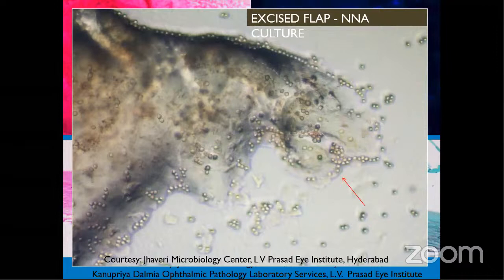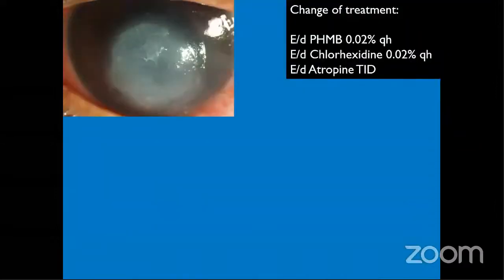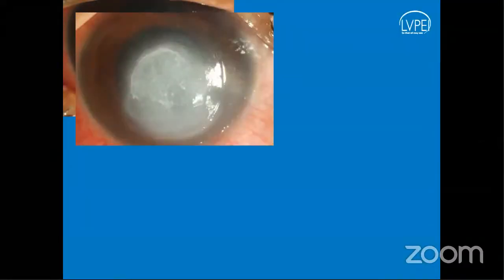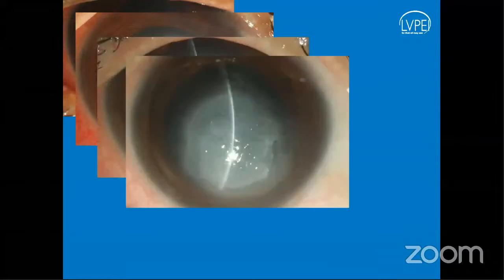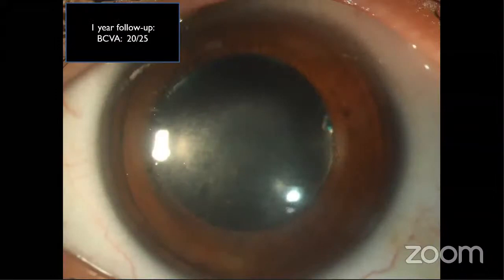Numerous cysts could be identified on NNA culture of the excised flap. Next. Based on this microbiological evidence, we changed the treatment to PHMB 0.02% hourly, chlorhexidine 0.02% hourly, and atropine TID. After 1 month of treatment, observing signs of resolving infection with deep vessels, topical 1% prednisolone acetate was added every 3 hours, and then gradual tapering was done. The patient was followed up. Keratitis resolved in about 6 months, leading to scar formation. Next, please. At 1 year of follow-up, her best corrected visual acuity was 20/25.